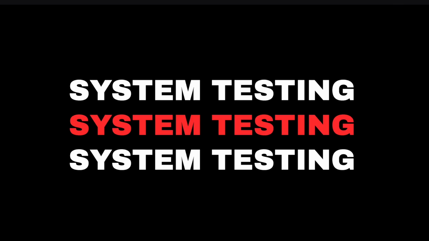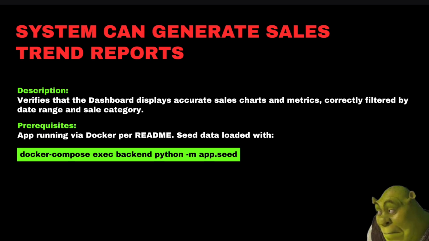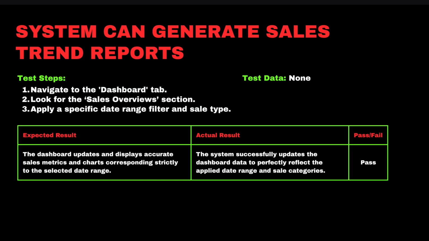Next is system testing. The first test case is that the system can generate sales and trend reports. The test case will verify that the dashboard displays accurate sales charts and metrics correctly filtered by date range and sale category. There are some prerequisites where we need to run the Docker according to the README in the repo and seed the data first. Here are some test steps, and the result is that the system successfully updates the dashboard data to perfectly reflect the applied date range and sale categories.